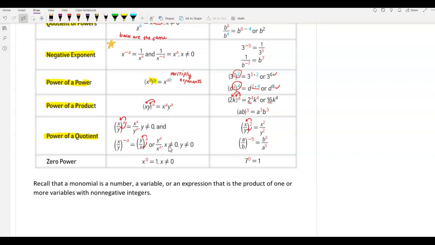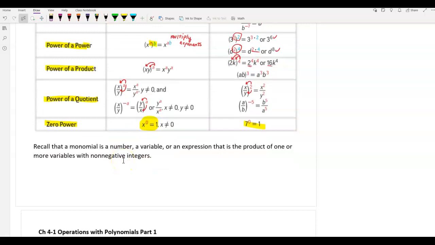And then Mrs. Younger's absolute favorite rule of all time is the 0 power rule. And this says anything, no matter what on the planet it is, if anything is raised to the power 0, the answer is always 1. Always, always, always 1.